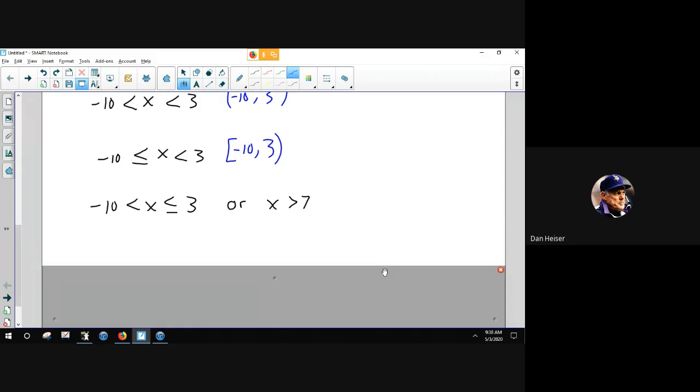Here's the interval notation. Parenthesis negative 10, but a bracket for 3. Now I have a second interval. So the symbol that we use is a capital U, and that refers to union. Mathematical union means we're joining 2 things together, but you do not have to be in both. If there are more than 2, the union just means you have to be in at least one of them.